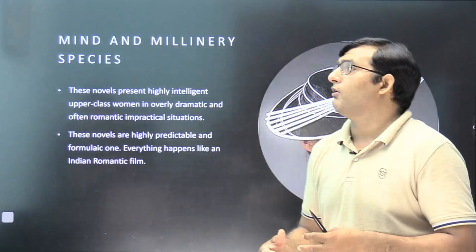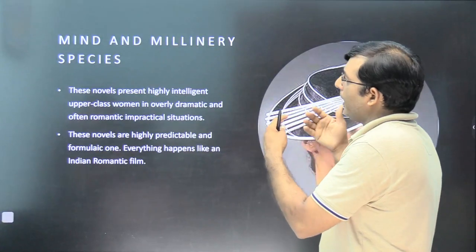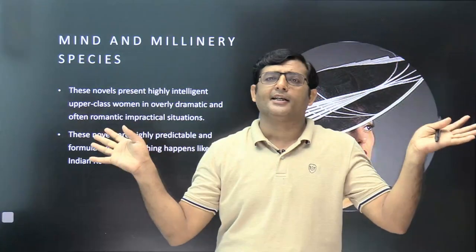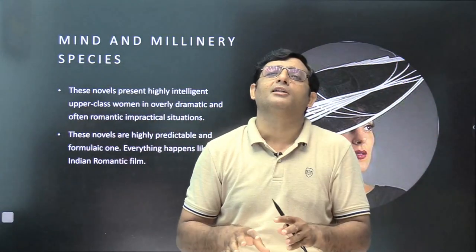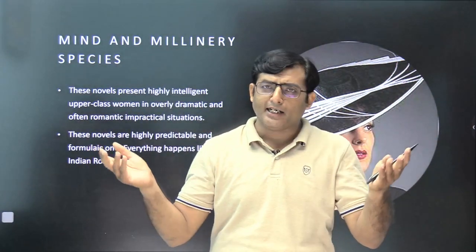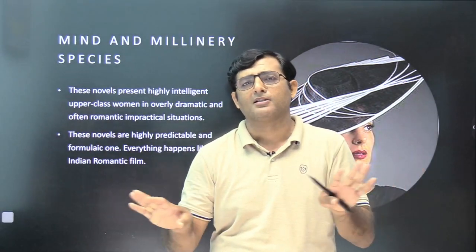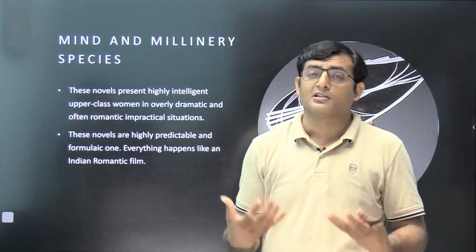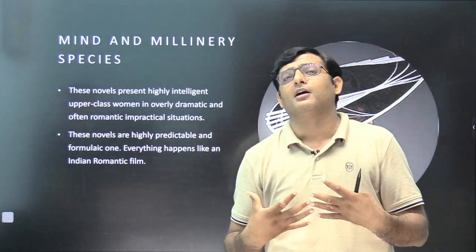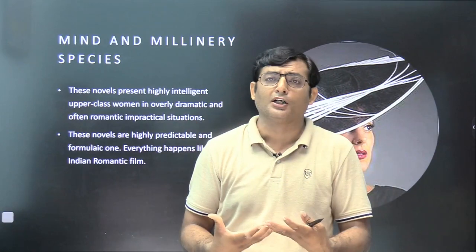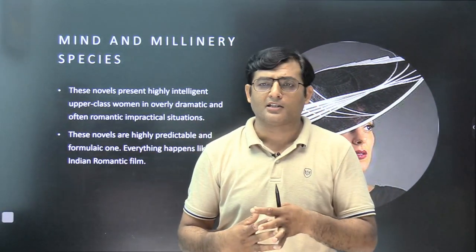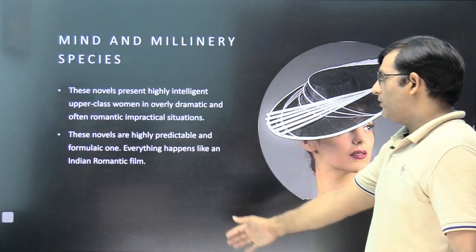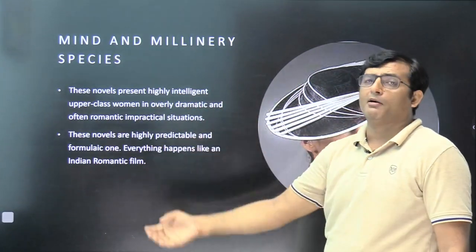So this was the novel that comes under the category of mind and millinery, where everything was prefixed. An aristocratic lady falls in love with an aristocratic person, and like Indian romantic movies, everything happens as pre-planned. Nothing is disturbing there. They were writing novels, but they were just romanticizing the condition of women, and such novels are described as mind and millinery species by George Eliot. These novels are highly predictable and formulaic.